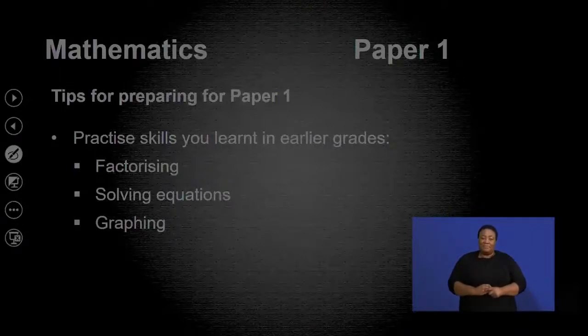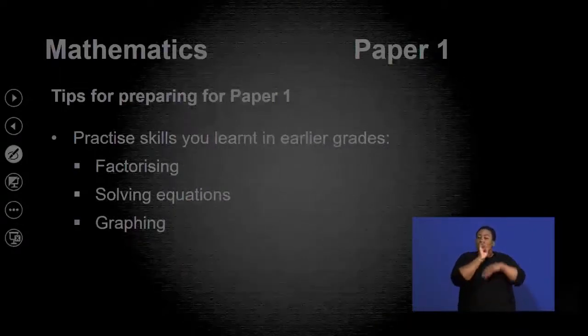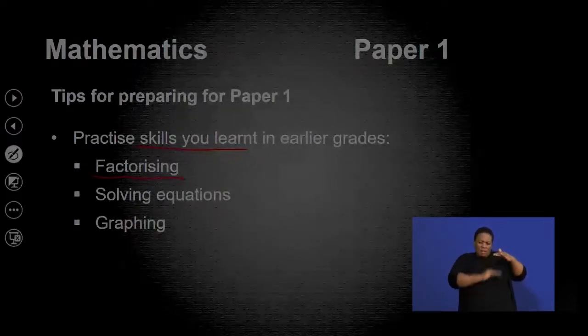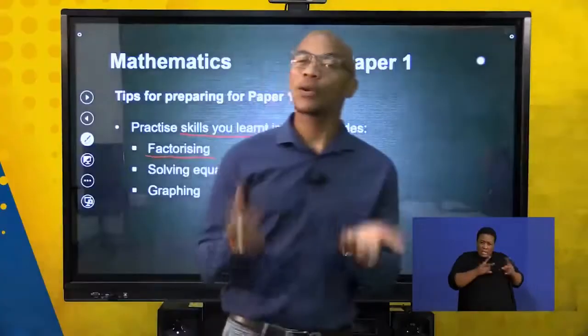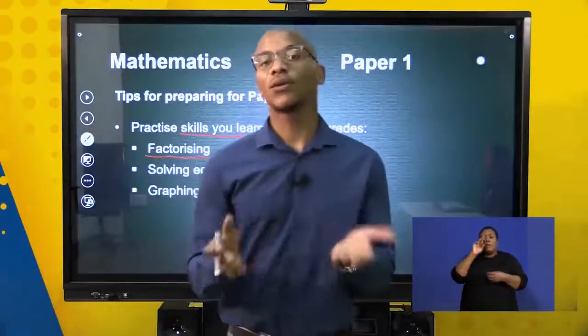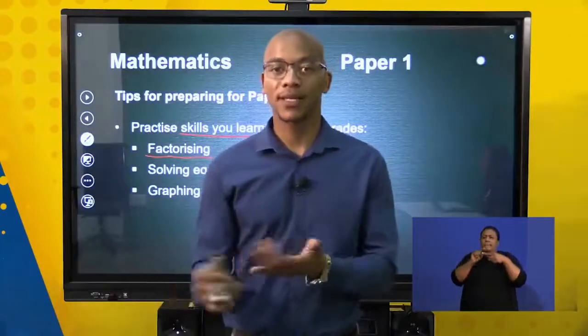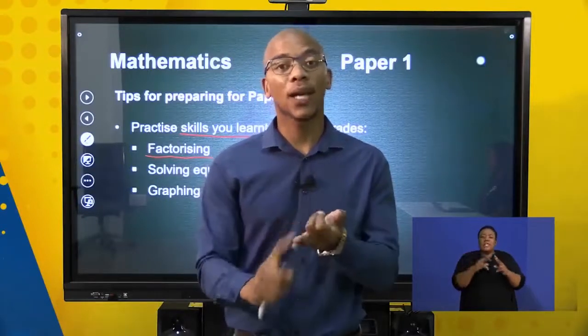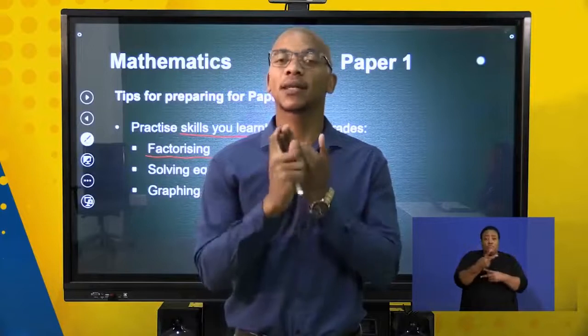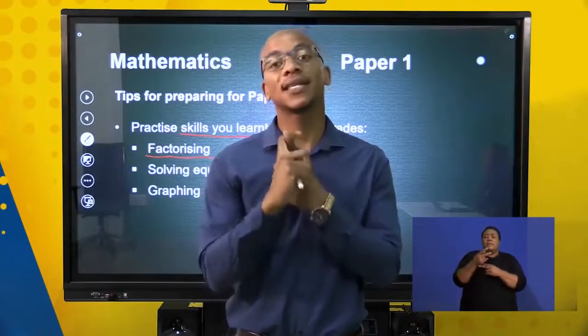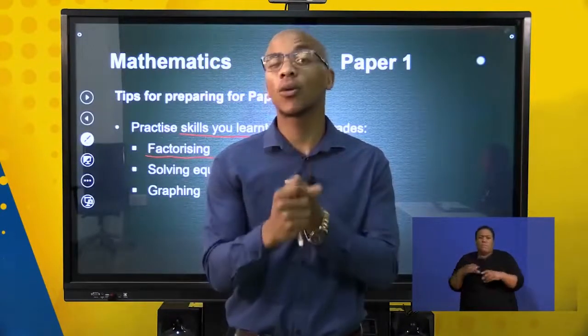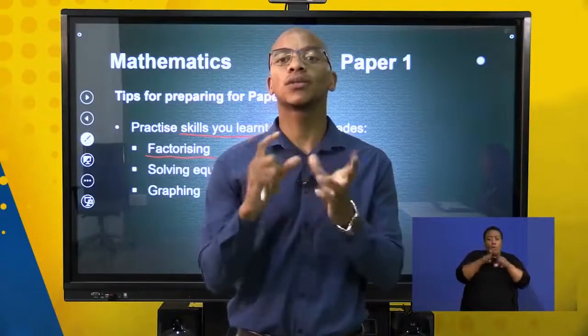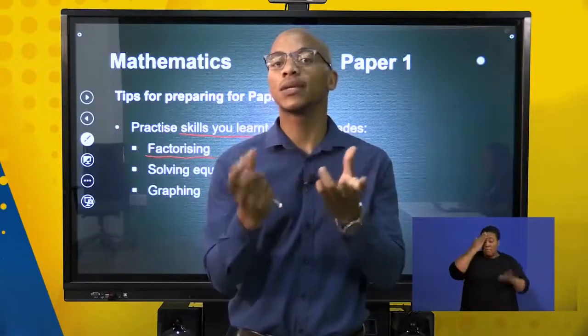Now, the very first tip that we are saying here is you need to practice the skills that you have learned in the earlier grades. The very first skill, guys, is factorizing. When you talk about factorizing, you know we have different types of factorizing. It's your difference of 2 squares, it's factorizing a trinomial, it's factorizing by grouping, and lastly, it's factorizing by taking out a common factor. So you need to please know the differences between these things.